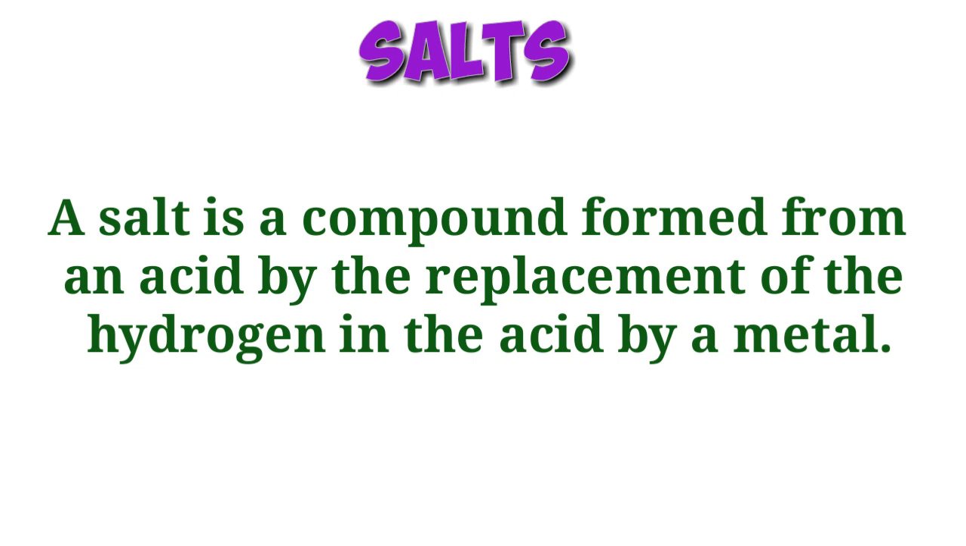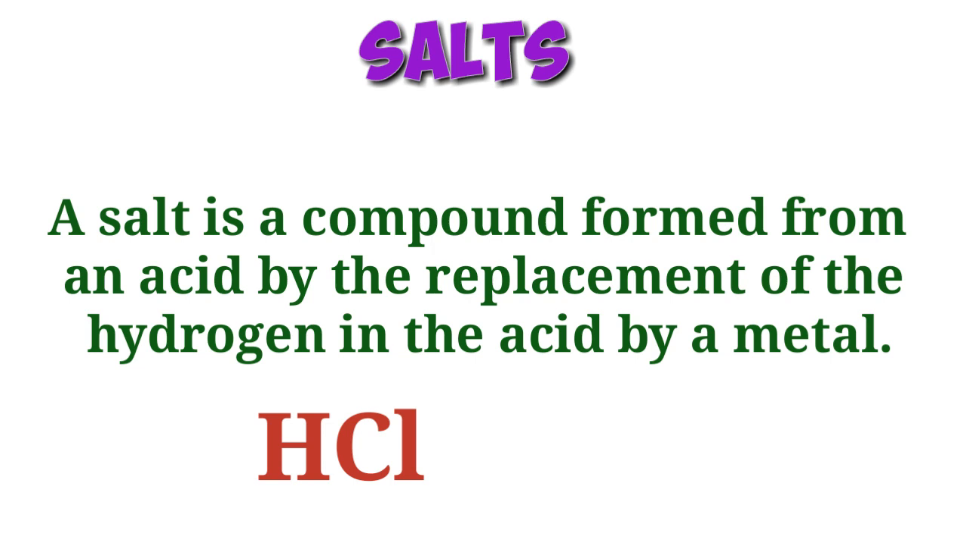A salt is a compound formed from an acid by the replacement of hydrogen in the acid by a metal. For example, if we take an acid such as HCl, that is hydrochloric acid, and replace the hydrogen with a metal, say sodium, we get a salt, sodium chloride, NaCl. It is also known as common salt.